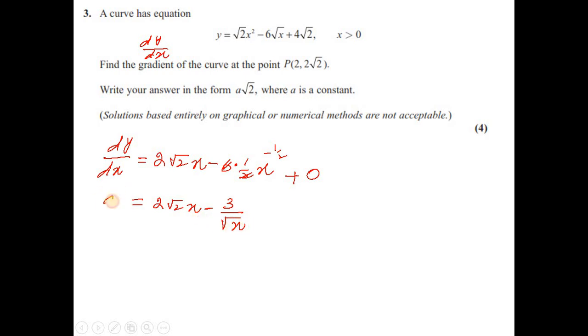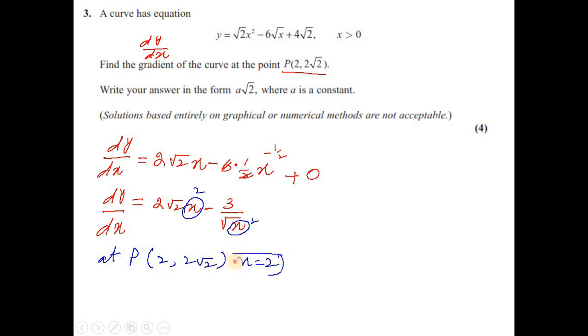So this is dy by dx, the gradient of the curve at any point x and y, and they are asking you to find the gradient at a specific point P, 2 comma 2 root 2. That means you need to substitute the value of x, which is 2. As per the given point, you just substitute x equal to 2 here.